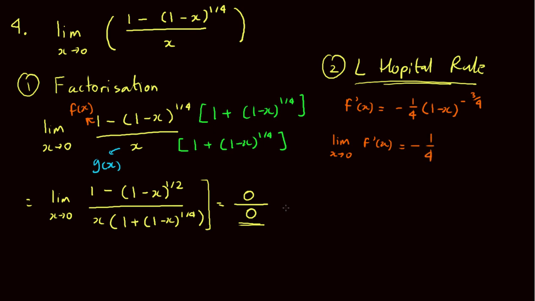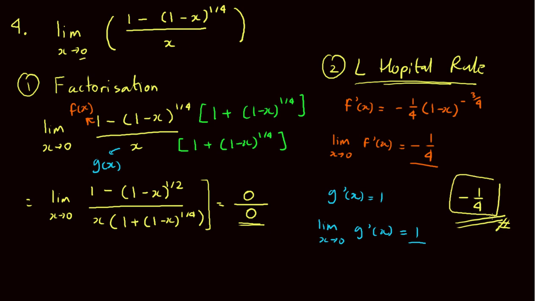And for g(x), if we do the derivative, we get 1. So the limit as x approaches 0 for g prime x is clearly 1. So we have negative 1 over 4 divided by 1. Our final answer would simply be negative 1 over 4. So that's our limit as x approaches 0. That's what we end up getting: negative 1 over 4.